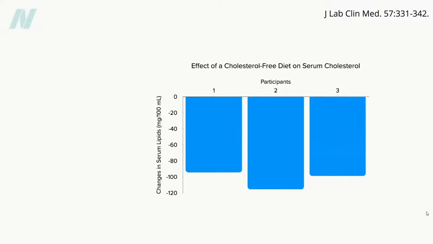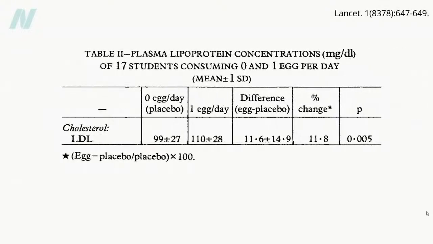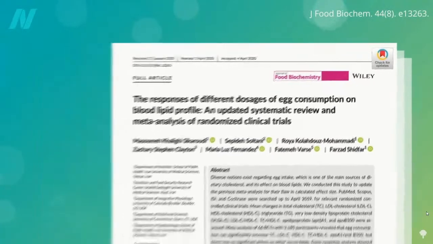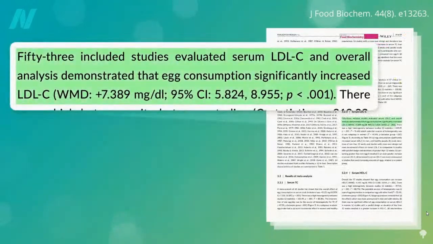OK, but that was giving people more than half a cup of egg yolks a day. But even just a single egg a day can increase people's LDL cholesterol 12%. Put all the studies together in this 2020 meta-analysis, more than 50 randomized controlled trials feeding people eggs, and egg consumption significantly increases LDL cholesterol.